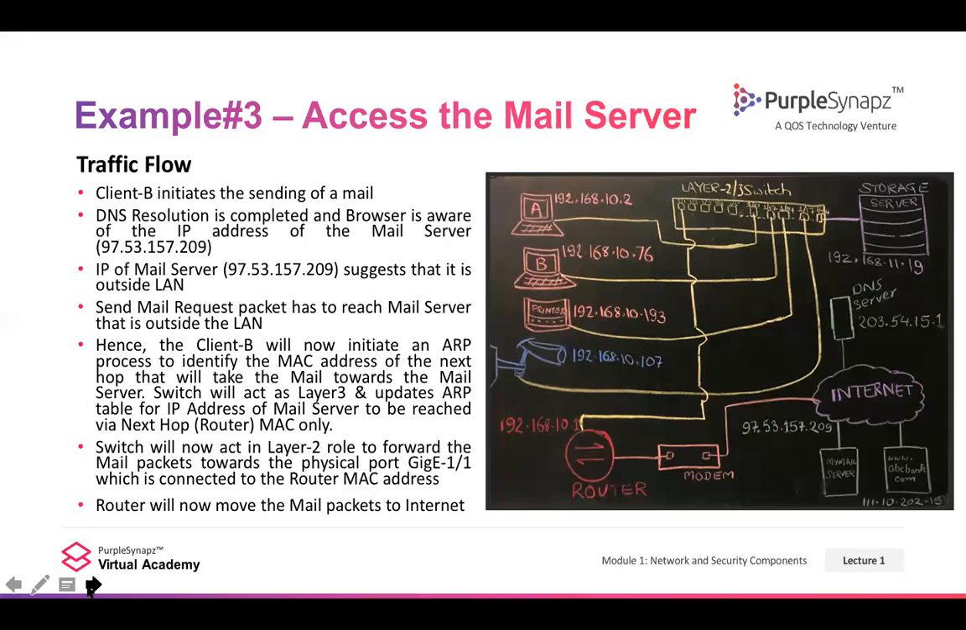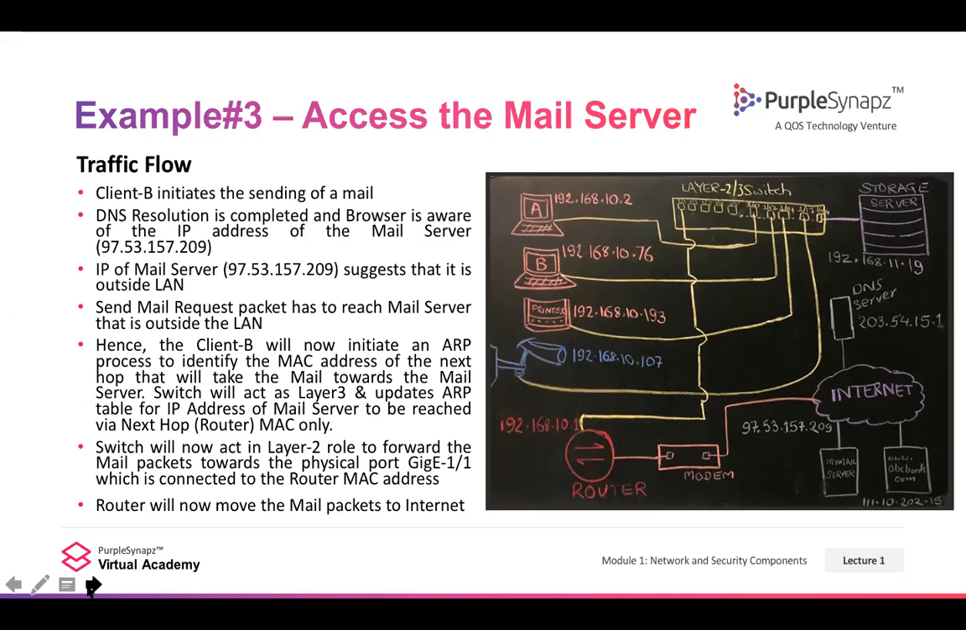So the mail packet will start from the 192.168.10.76 machine. This mail packet has a destination of 97.53.157.209. But we all know that the packet cannot move unless it has a MAC address on this wire. So what will it do? It knows that the MAC address of 97.53.157.209 is not known to me. So it will start querying for the MAC address for the next hop, and that is the router, which is going to take machine B out of this network towards the internet.